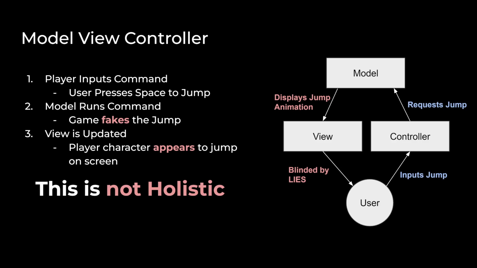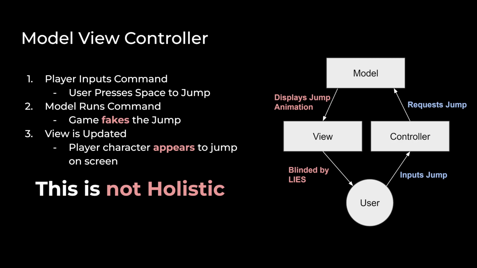So in this case, we're going to be talking about a jump. The player inputs a command to jump. They press space or A. The model then runs the command and fakes the jump. And by fakes, I mean runs an animation. So the player's not actually jumping. It just appears that they are jumping. And then the view is updated to represent that. So the player appears to jump on the screen.